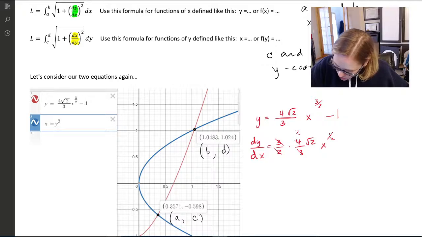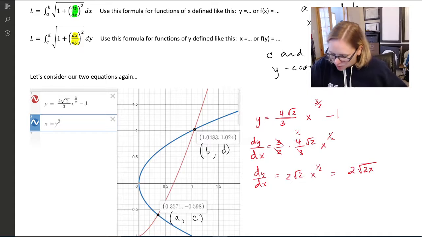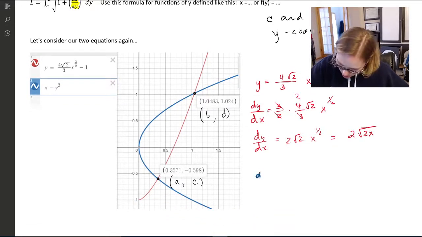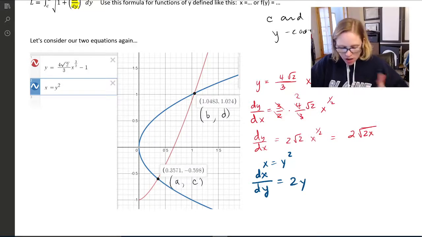This turns into a 2, so I get 2 square root of 2 x to the 1/2 is dy dx, which I can actually simplify further into 2 square root of x. X to the 1/2 is a square root, so I can put it under there with the 2. Now I'm going to find the derivative of the other function. So dx dy, remember x equals y squared, so dx dy is just 2y. Well, that was easy. So now I'm ready to evaluate and put them into the integral.